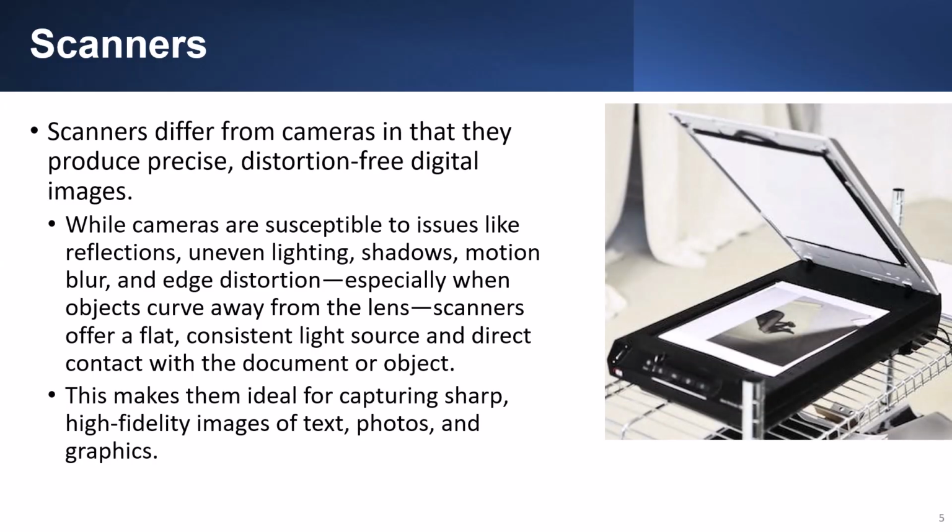Scanners differ from cameras in that they produce precise, distortion-free digital images. While cameras are susceptible to issues like reflections, uneven lighting, shadows, motion blur, and edge distortion, especially when objects curve away from the lens, scanners offer a flat, consistent light source in direct contact with the document or object. This makes them ideal for capturing sharp, high-fidelity images of text, photos, and graphics.